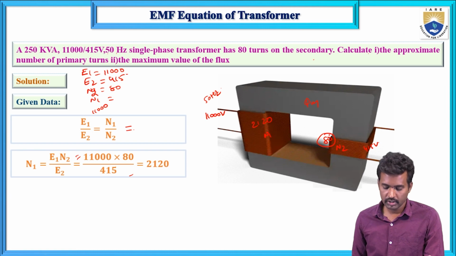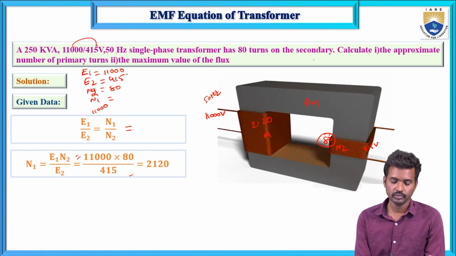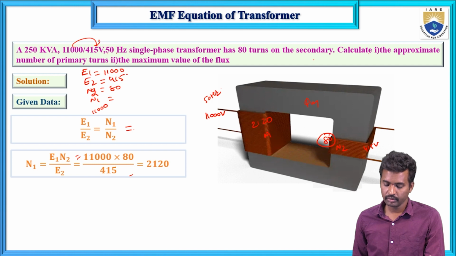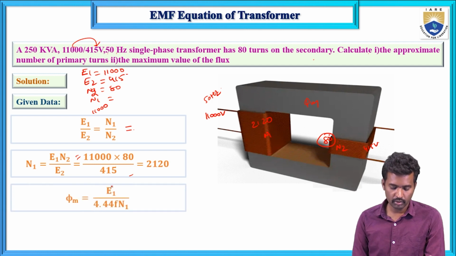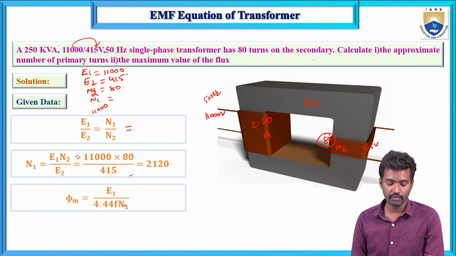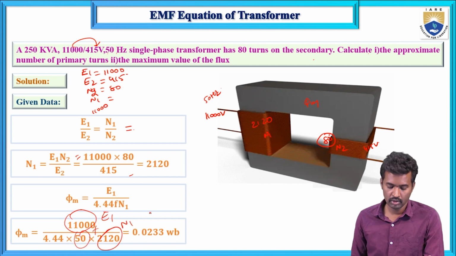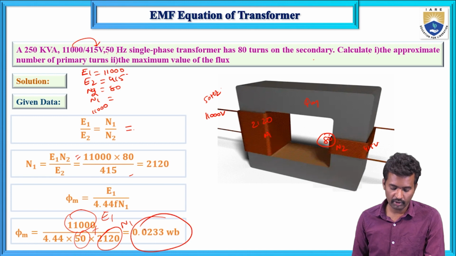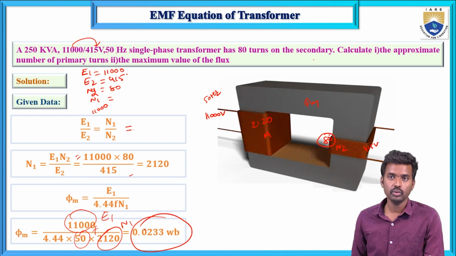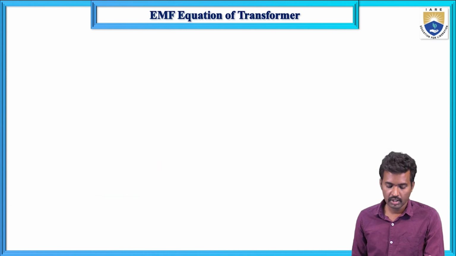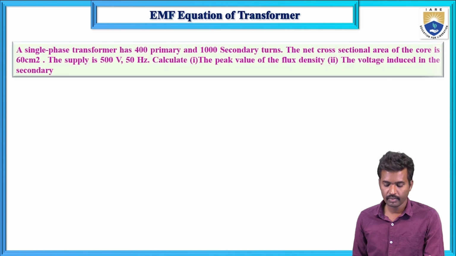Now here this is a step down transformer. And next, the maximum value of flux, phi m equals E1 by 4.44 F into N1. We know E1, F and N1. E1 is 11,000, F is 50 and N1 is 2120. Now here the maximum value of flux is 0.0233 Webers.